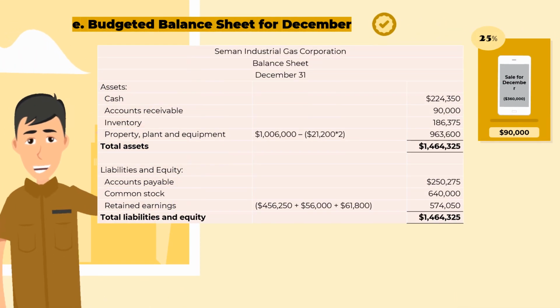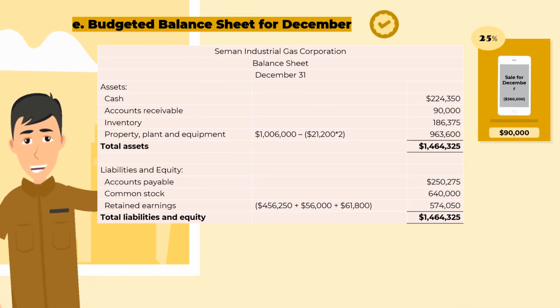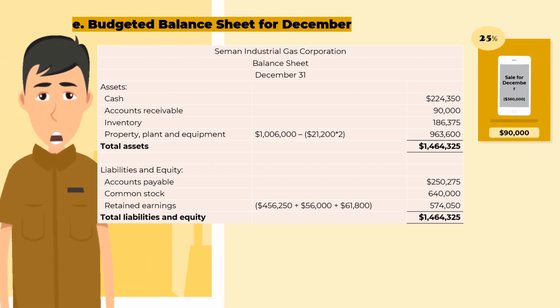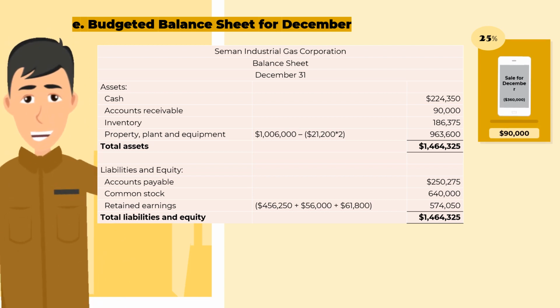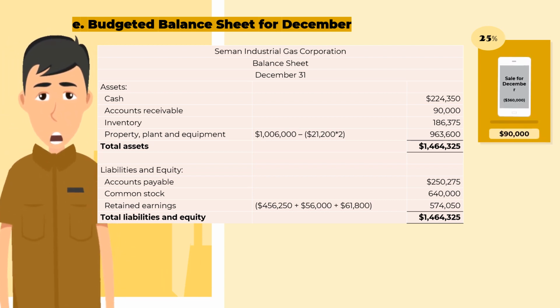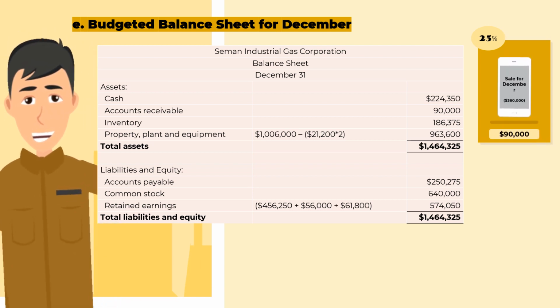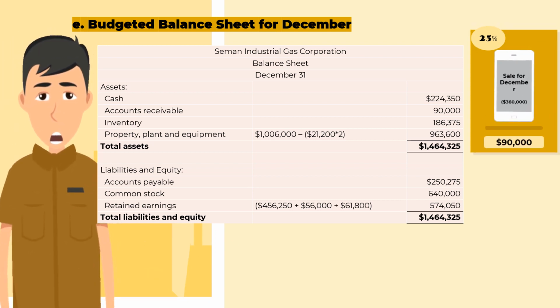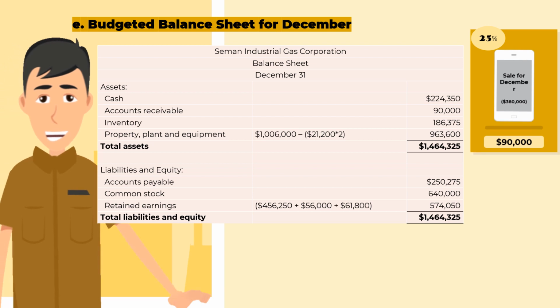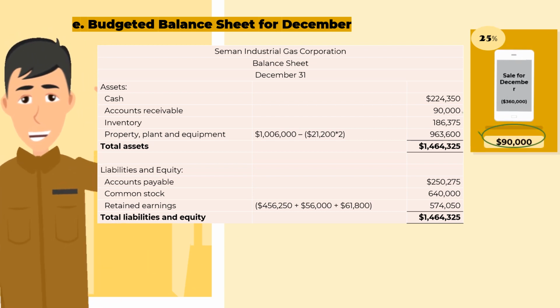And the last part for question 1 is the budgeted balance sheet for December. Okay, so first we need to find the total asset. Cash we get from the question, which is $224,350. Accounts receivable we get from 25% of sales for December, so we get $90,000.